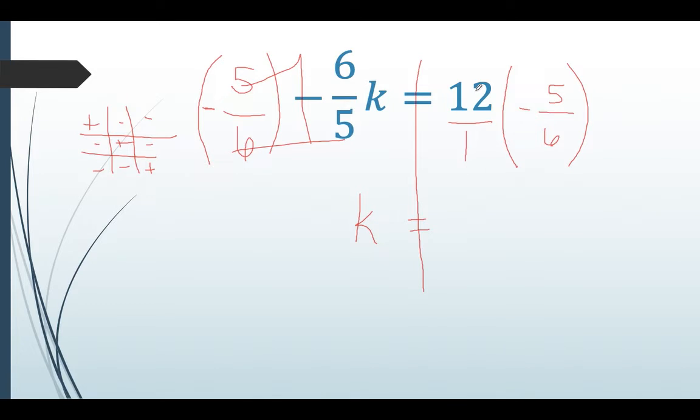I'm going to take care of my negatives first. A positive times a negative is a negative answer. Now I'm going to multiply my numerators. 12 times 5 is 60. 1 times 6 is 6. And right here, I see 60 divided by 6 is really just 10. So I get k equals -10 as my answer.